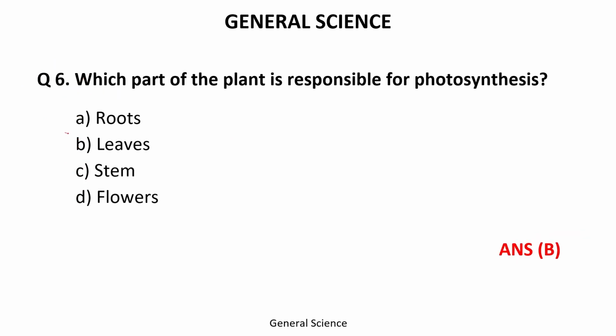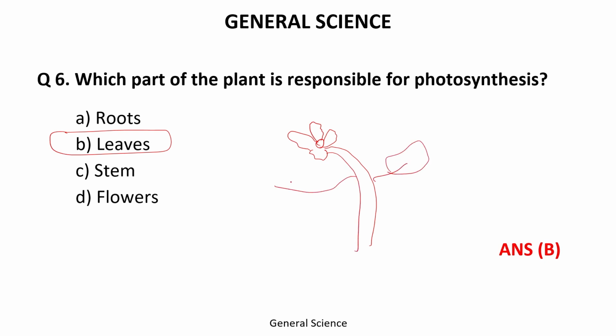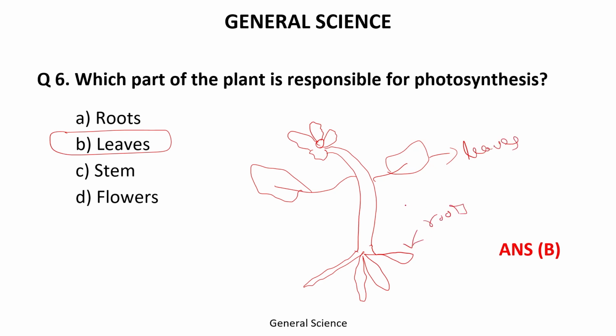Time's up. Leaves is the correct answer. Basically, if we talk about the plant, like this is the flower, you can take it as a plant also. Please excuse my drawing. I'm not so good at drawing. So this part is known as the leaves. This part is known as the roots. This part is known as the stems. This part is known as the flowers.